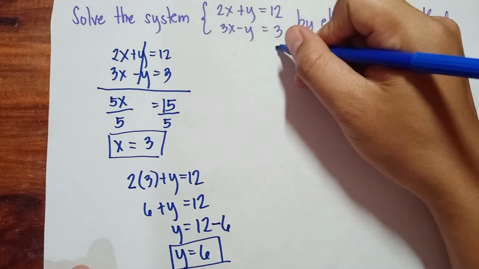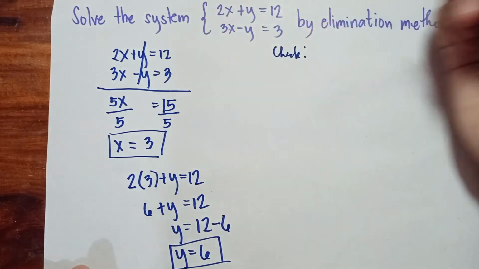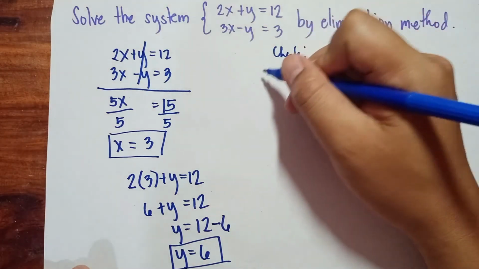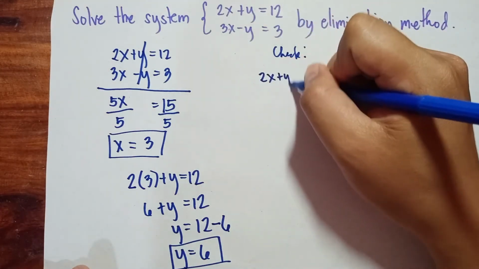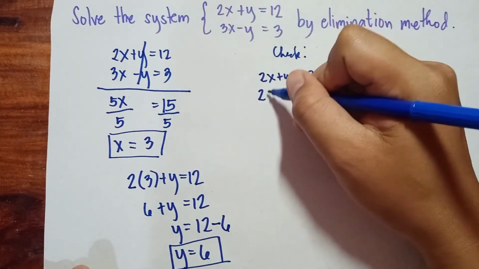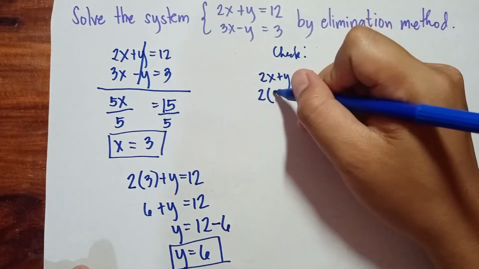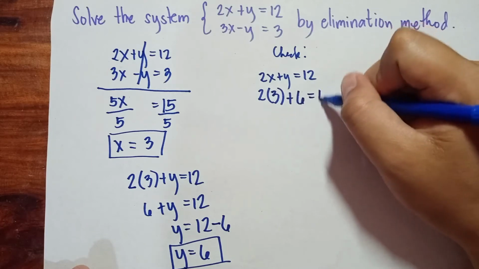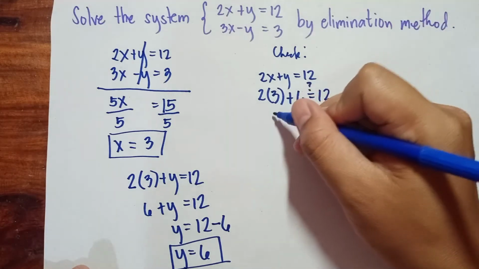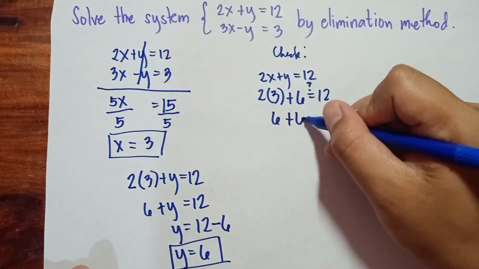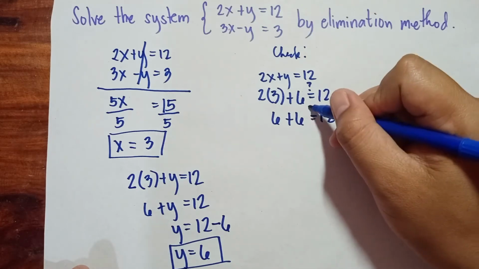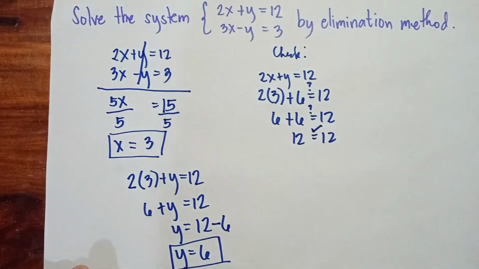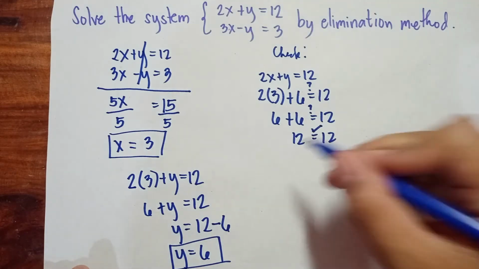And then, the last step is we're going to check if our answers are correct. So, by checking, gamitin muna natin yung first equation. We have 2x plus y equals 12. Substitute natin yung value ng x, that is 2 times 3 plus yung y is 6 equals 12. Okay? 2 times 3, that is 6 plus 6 equals 12. So, 6 plus 6, that is equal to 12. So, 12 is equal to 12. Tama, mga boss.